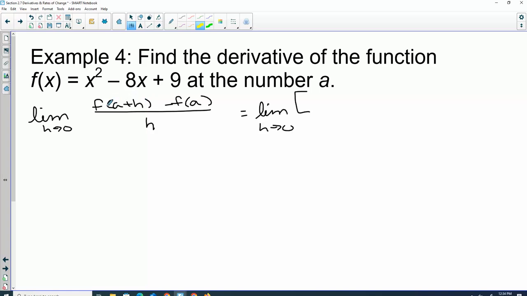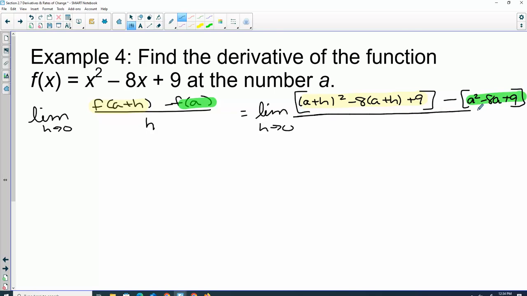This is where I see the most mistakes, right here. f of a plus h. What does that mean? It's x equals a plus h. Yes, I am replacing my x with a plus h. Minus, what is f of a? Just a, x equals a. All over h.